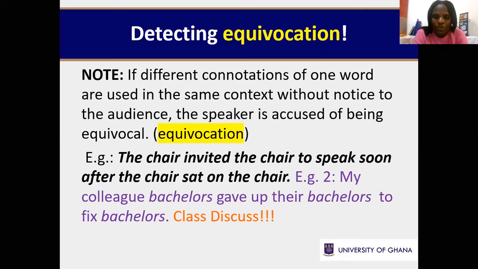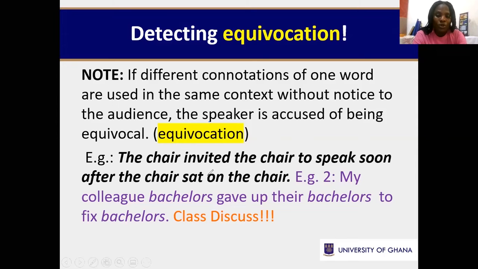Some examples will help. Look at this fine example of an equivocation. The chair invited the chair to speak soon after the chair sat on the chair. Whoa, that's extremely equivocal. I read it again. The chair invited the chair to speak soon after the chair sat on the chair. Now, if you are reading this, you would see that about 3 different senses of the word chair are being used in this context without notice. So we say the person is being equivocal.